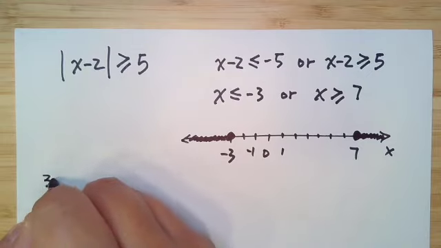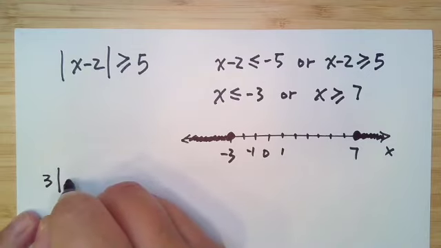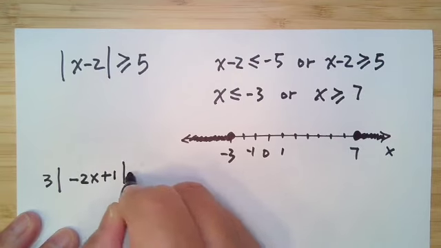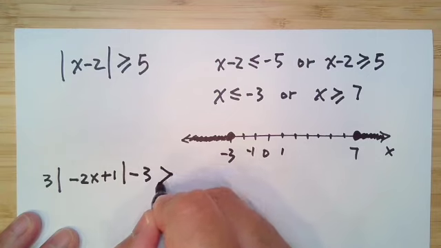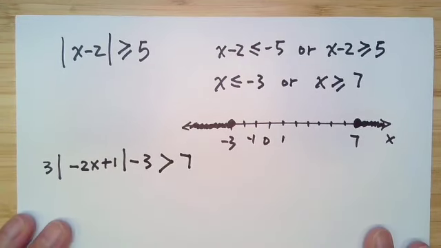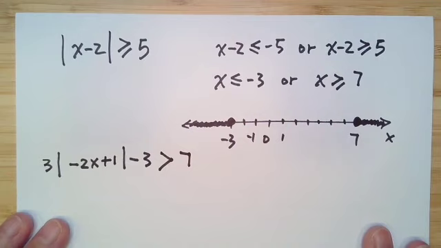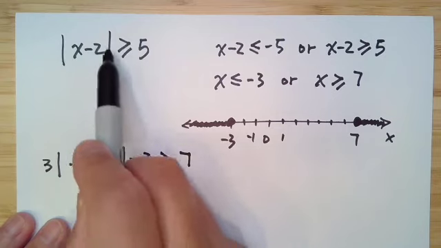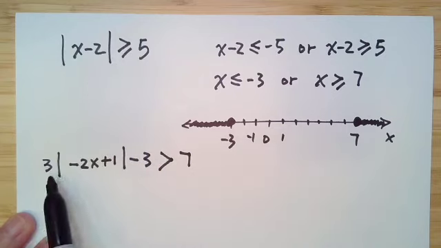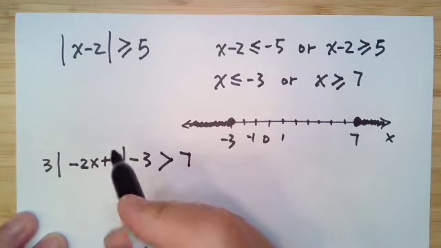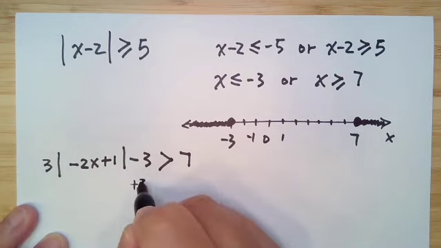So 3 times the absolute value of -2x plus 1, minus 3, is greater than 7. Phew. When you do this, let's simplify a little bit, because this one is not like that one. This one we have the whole absolute value on one side, but this one we have -3. Let's get rid of that first. So we plus a 3 on both sides.